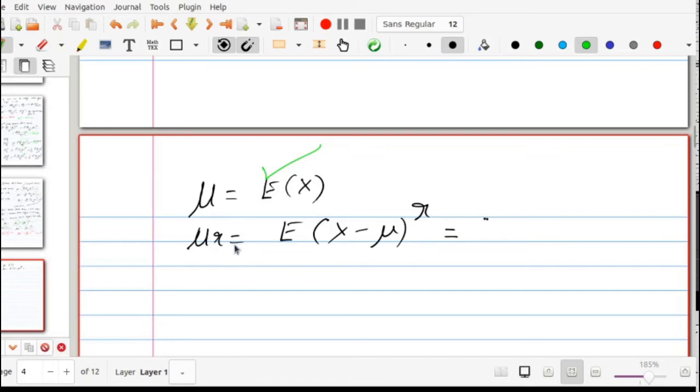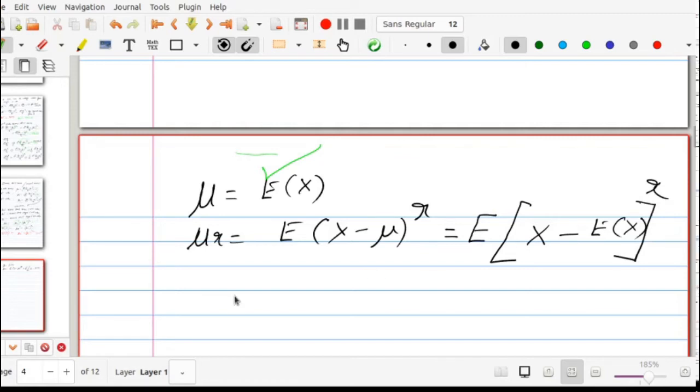Similarly, mu r, or the r-th moment, will be the expectation of (x minus mu) to the power r, because we have seen why it should be. We have already handled this, right? So this we can also write as the expectation of, just substituting the value, x minus the expectation of x, to the power r, right?